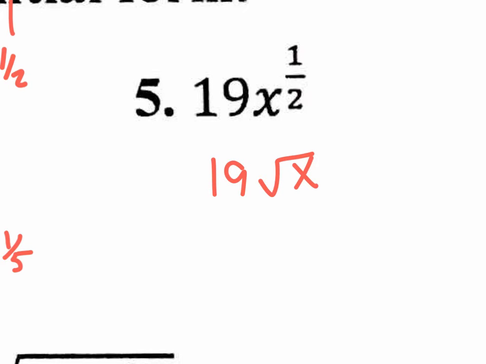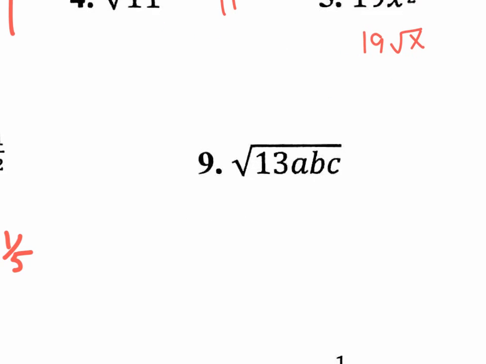There you go. 19 square root of x. 19 on the outside, again, because the only thing that has the square root is the x. The only thing that has the power of 1/2 is the x. Now, if you had parentheses around the 19x, yeah, then the whole thing would be inside the square root. But that's not the case here.